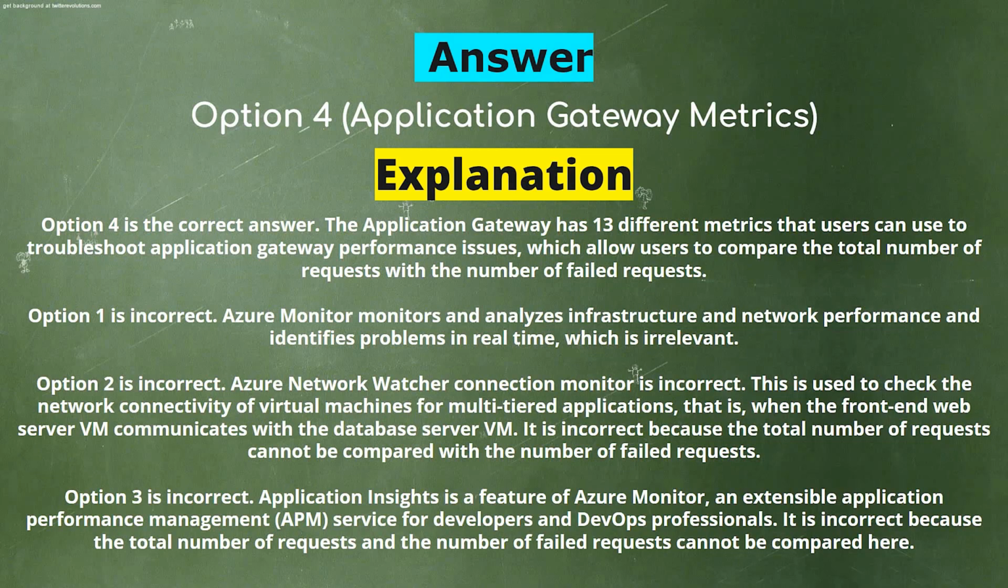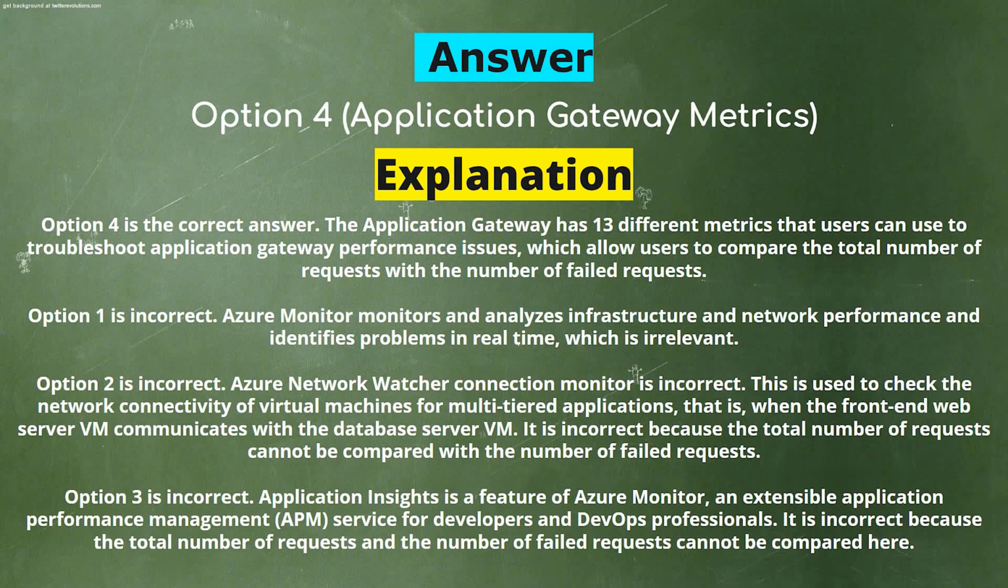Azure Network Watcher Connection Monitor is incorrect. This is used to check the network connectivity of virtual machines for multi-tiered applications. That is, when the front-end web server VM communicates with the database server VM. It is incorrect because the total number of requests cannot be compared with the number of failed requests.